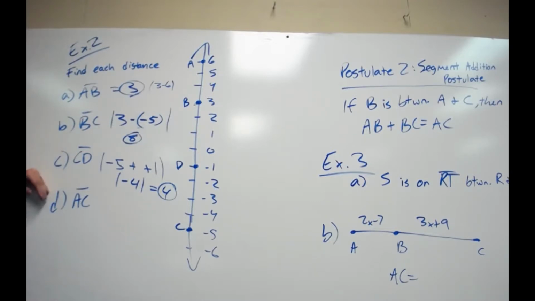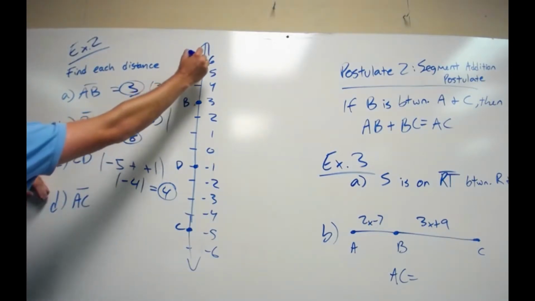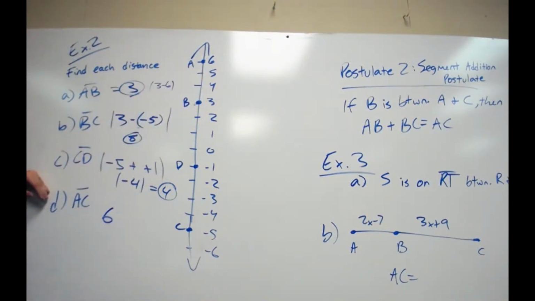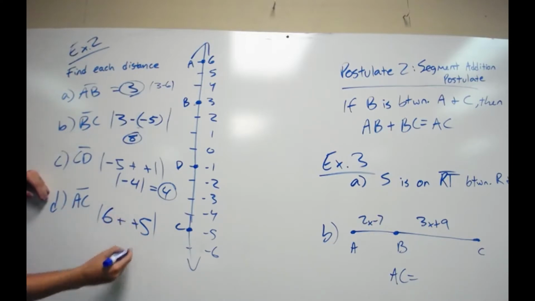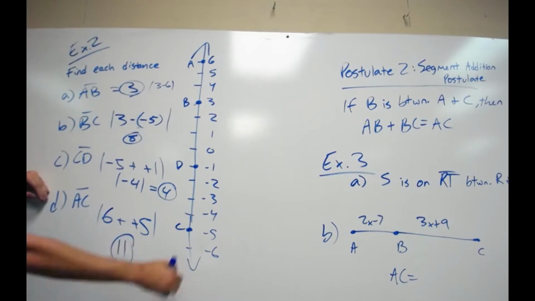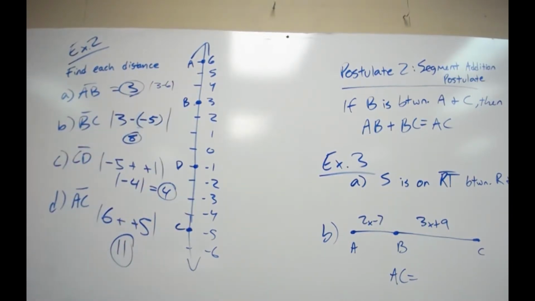And then AC, long one, 6 is A, that's point A. C is negative 5, so minus negative 5, absolute value. 2 negatives make a positive. 6 plus 5, 11, is your distance from A to C. And that's how you do distance. That's all you do there.